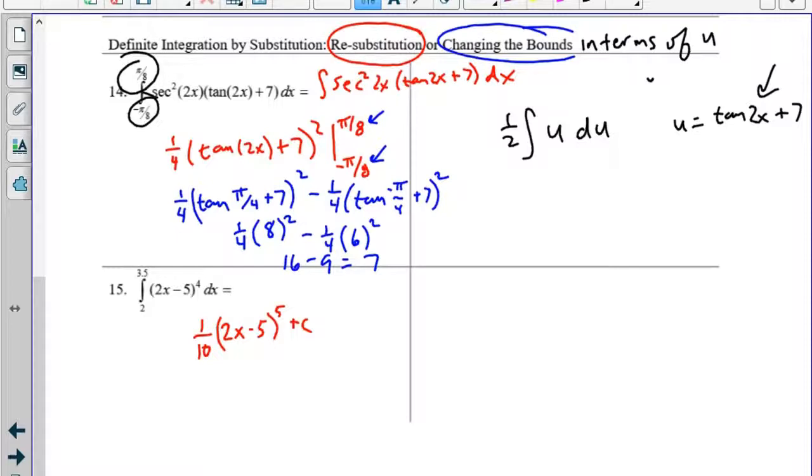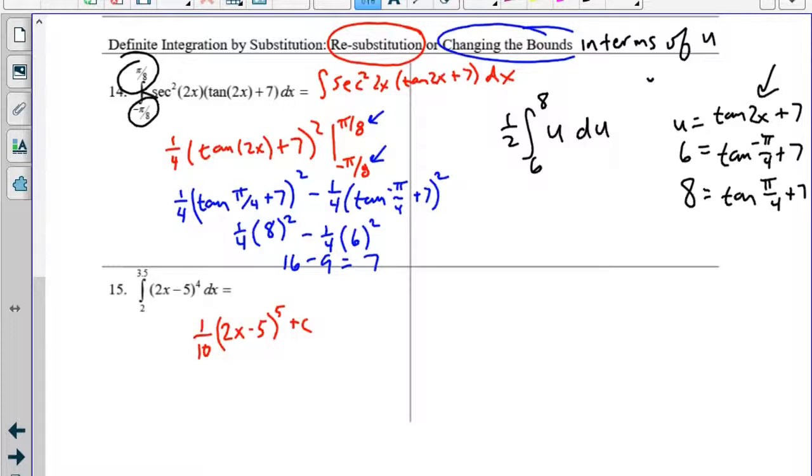So I'm going to take negative pi over 8, substitute it in, tangent of negative pi over 4 plus 7. That gives me 6. So when x is negative pi over 8, u is 6. When I substitute in pi over 8, I get tangent of pi over 4 plus 7. So when x is pi over 8, u is 8. So instead of having the bounds from negative pi over 8 to pi over 8, I have the bounds from 6 to 8. So in this case, I'm changing the bounds.